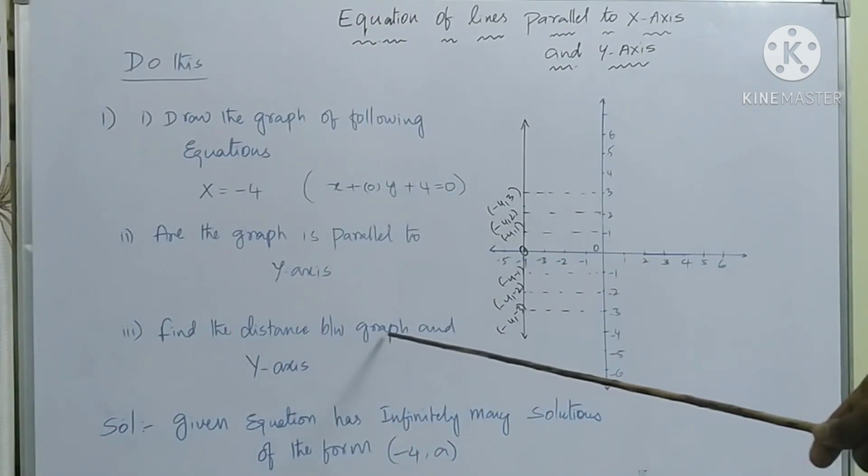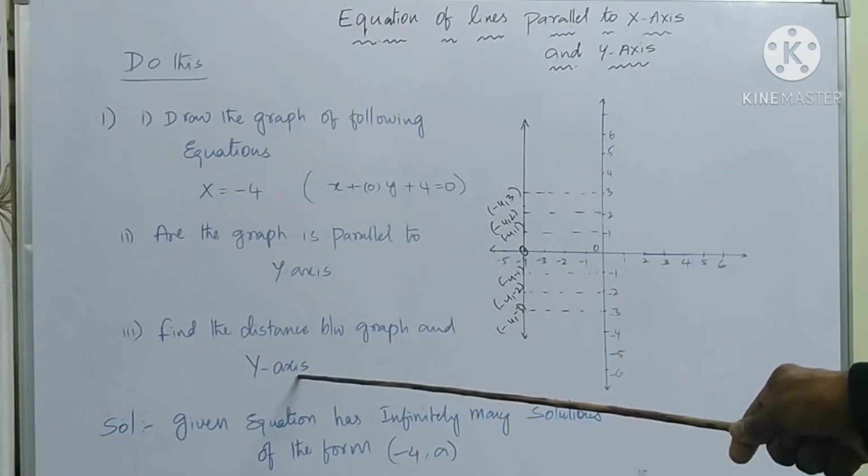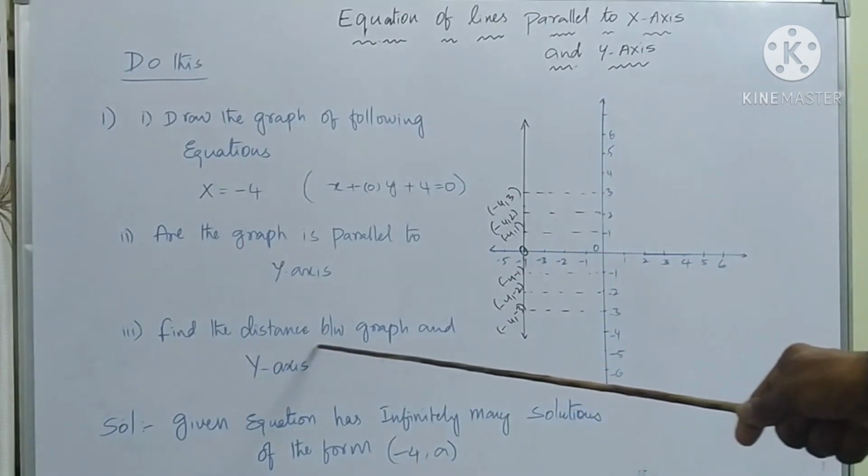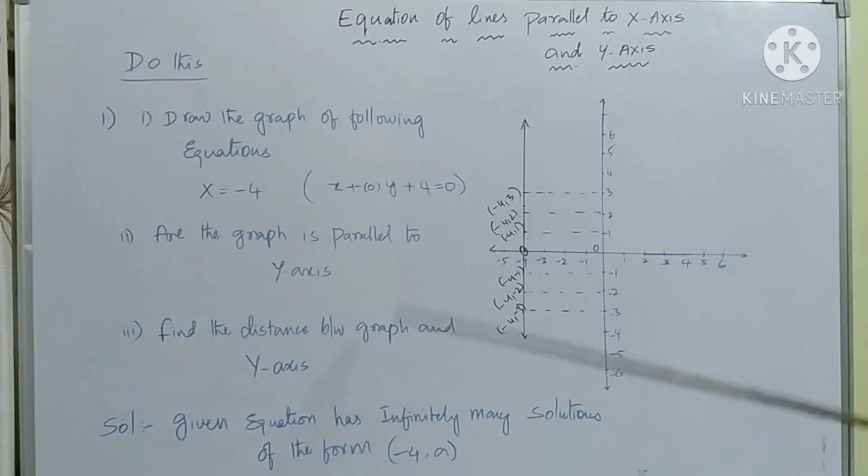Find the distance between graph and y axis. This is the third question from the first Roman. Find the distance between graph and y axis. This graph is always equidistant from the y axis, that is 3 units.